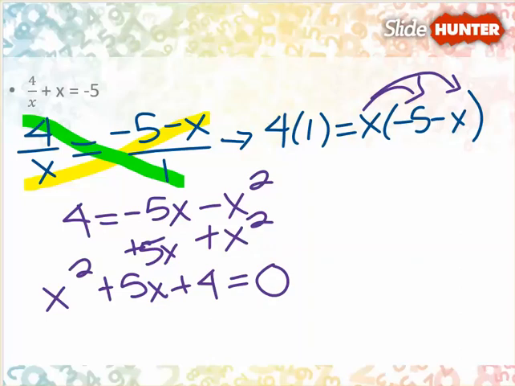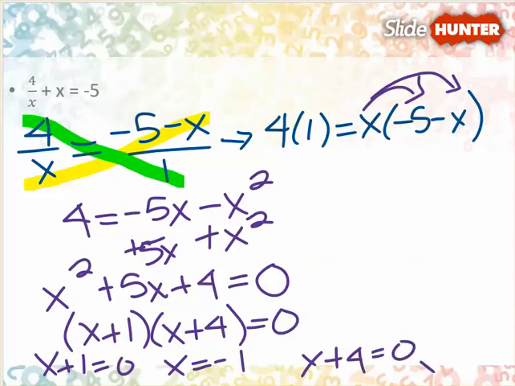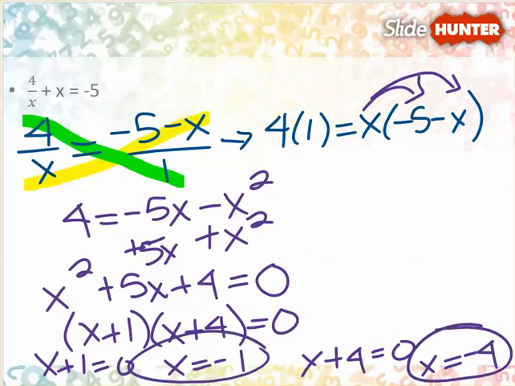So we can factor this. What we need are two numbers that multiply to equal 4, but add to give us 5. So that would be x plus 1 times x plus 4. X plus 1 equals 0. That means that x would be negative 1. X plus 4 equals 0 means that x is negative 4. Double check and make sure those values work in our denominator.